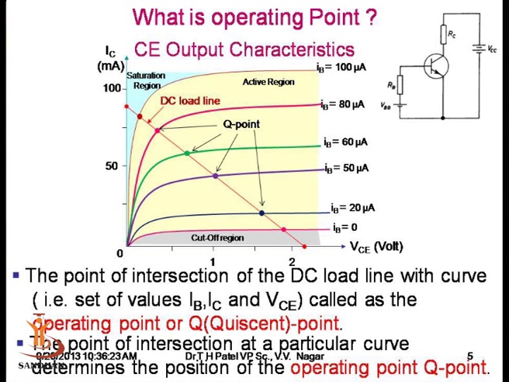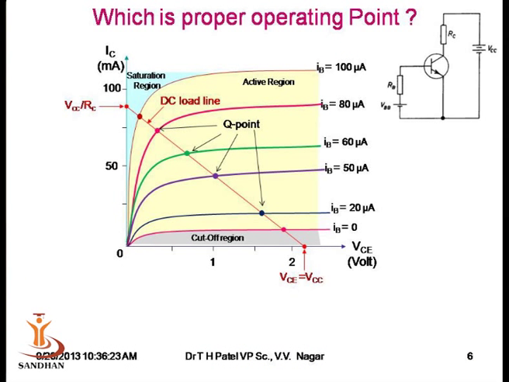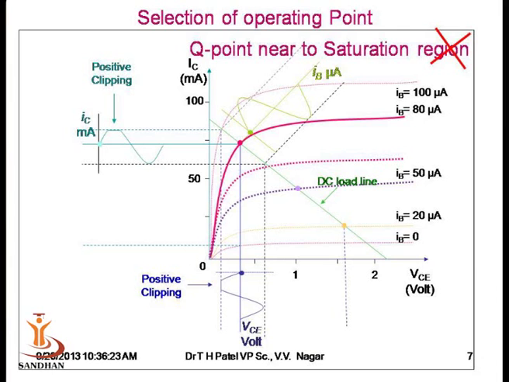Now the question is, which is the best or which is the more suitable operating point? More suitable in which sense? Which operating point gives us a better amplification process. So let us proceed for the selection of operating point, that out of these many operating points, which is the best operating point. Let us see. As you can see on the output characteristics, we can select the operating point anywhere in the active region.